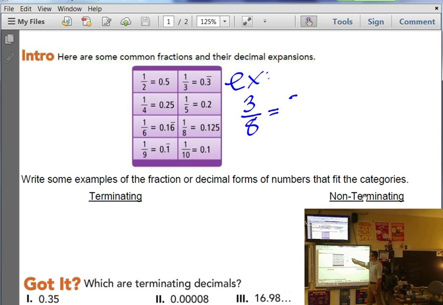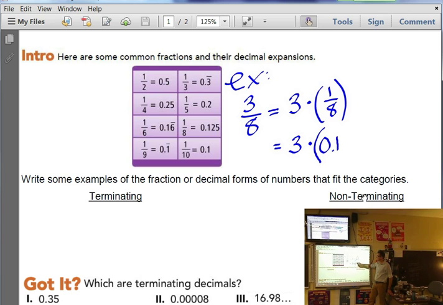What if I asked you, what does 3/8 equal? 3/8 is really 3 times an eighth. Because if I did this multiplication of fractions, that would give me 3/8, right? Does anyone disagree with me? Because I make mistakes sometimes, so let me know if you disagree. So since this is really 3 times 1/8, I could really just do 3 times whatever the decimal value of 1/8 is, which I have in my table.